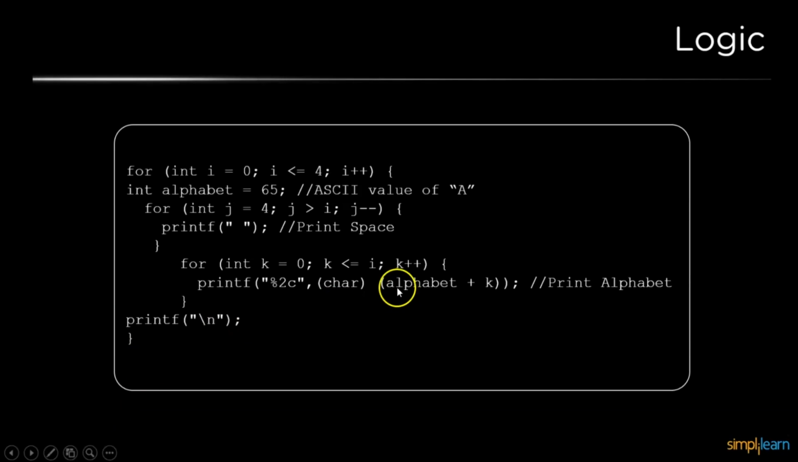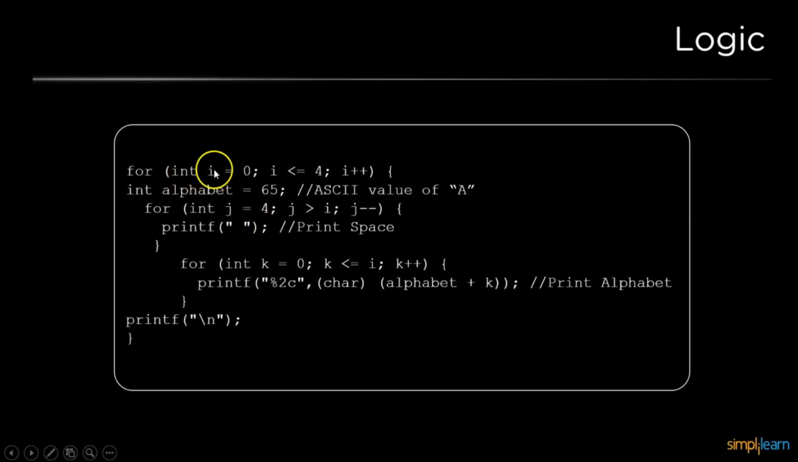So in order to print the alphabets, here we have the alphabet variable which is equal to 65, and this will print the ASCII value of A. And here we have the counter variables, that is I, J and K.